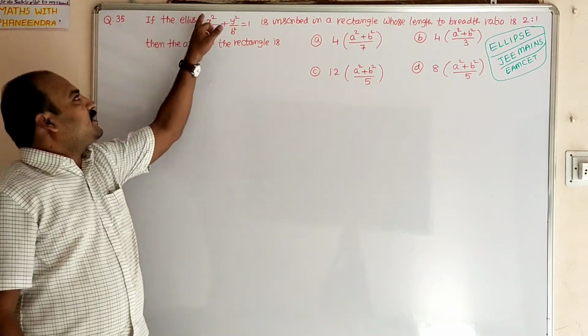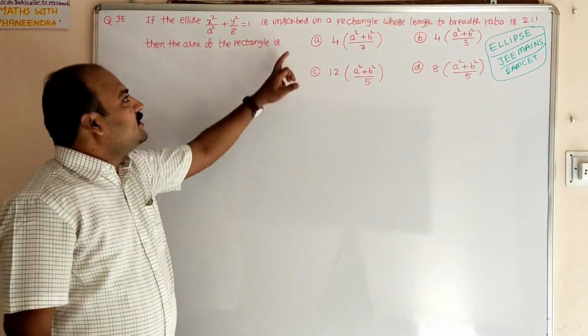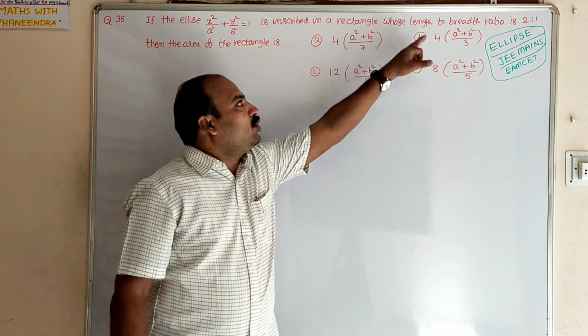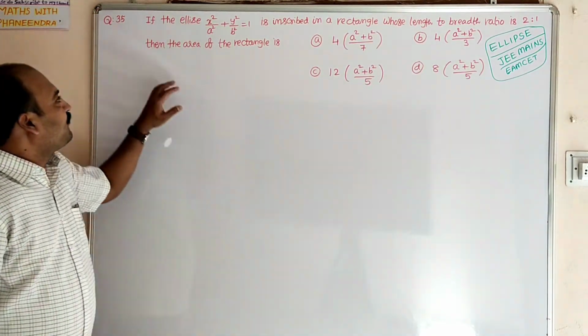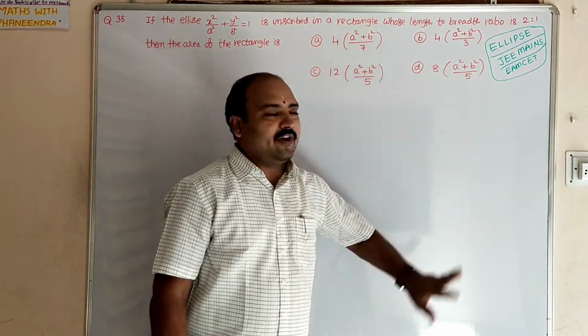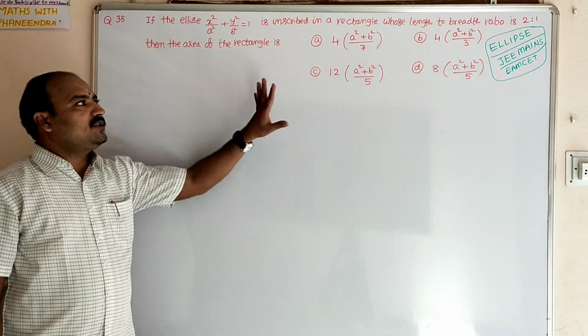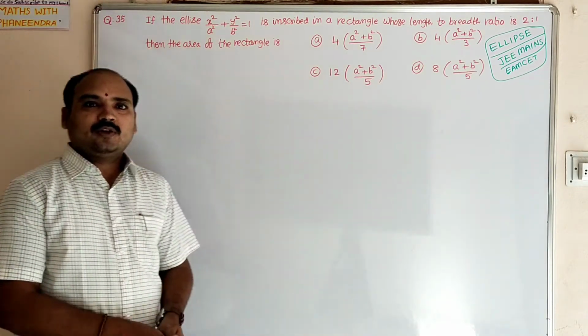If the ellipse x square by a square plus y square by b square equal to 1 is inscribed in a rectangle whose length to breadth ratio is 2:1, then the area of rectangle is, these are the options given. See, logical question, this type of question they will ask in JEE Mains type especially.